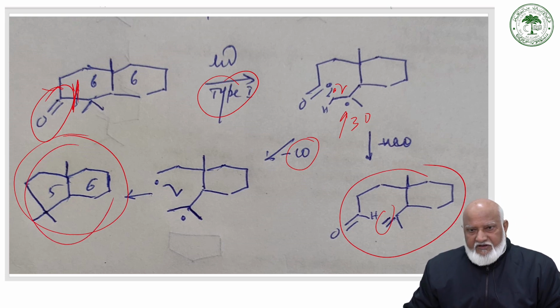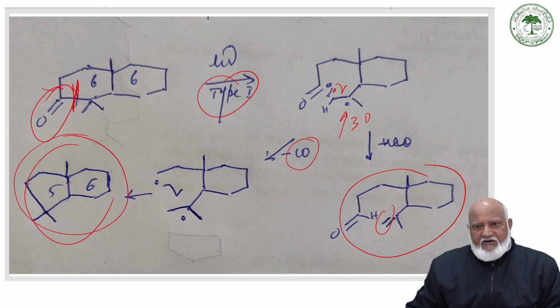So one is the decarbonylation product, and the other one is the aldehydic product, formed by abstracting the hydrogen by the adjacent acyl radical, with a double bond here.